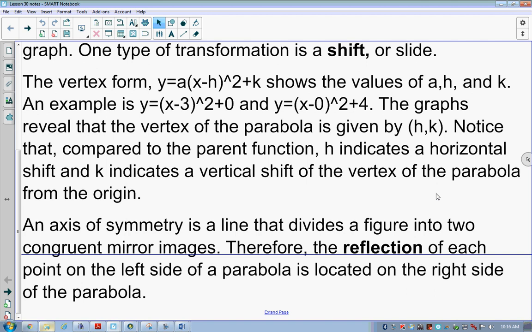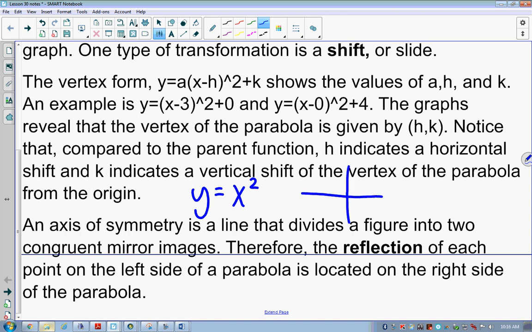Because our parent function, which is y equals x squared, has my parabola just like this, where the vertex is at the origin. So if I have minus 3, I'm taking that, 3 to the right. So I'm going to go 1, 2, 3, and I'm going to get that same graph to the right. Okay? Minus 3 of the x is to the right. Do we follow that? Okay.